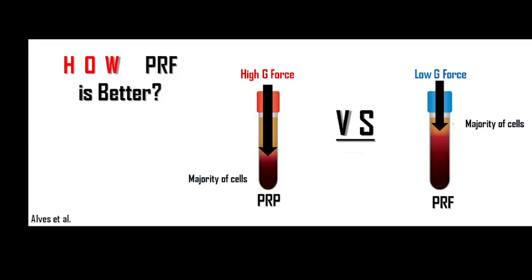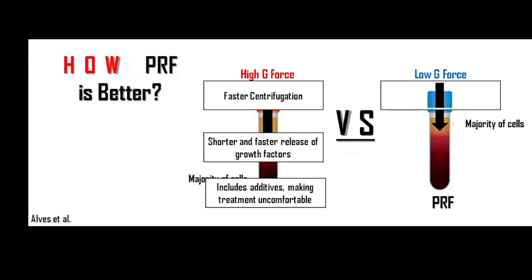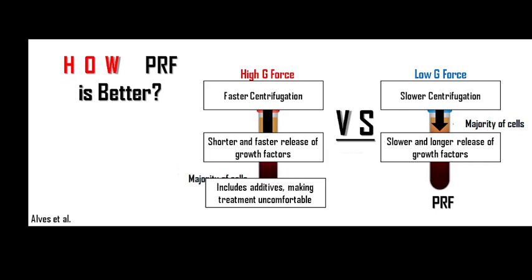So how is PRF better? In comparison to PRP, the majority of cells in PRP are in the lower compartment of the tube, while the majority of cells in the PRF are in the upper compartment of the tube. PRP has faster centrifugation, while PRF has slower centrifugation and more gradual release of growth factors, unlike the PRP, which has a faster release of growth factors.